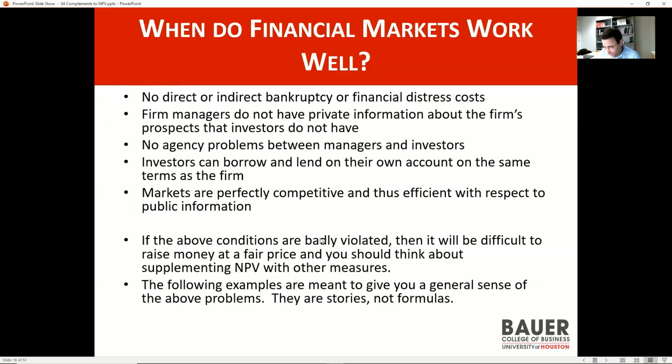So again, I'm going to lay out some fables, just story time, trying to walk through these frictions. We call these things frictions. If these are violated, we say there's a friction in the financial market, if there are costs of bankruptcy, or if there are information problems. So these are all different types of frictions in raising money.